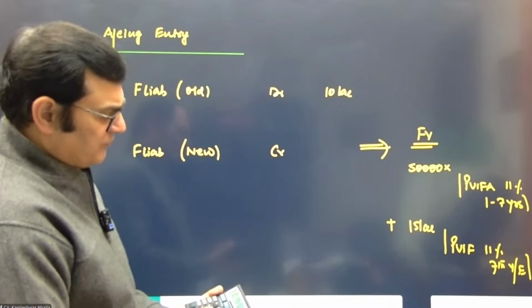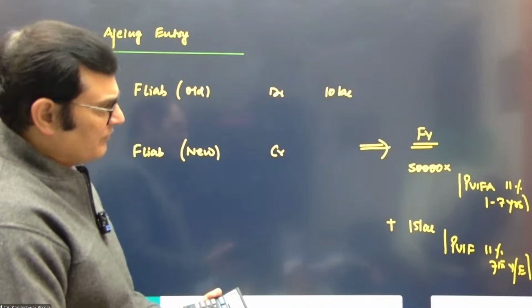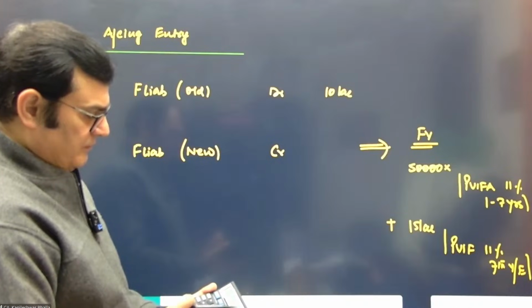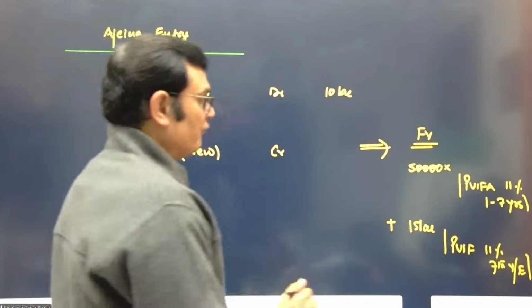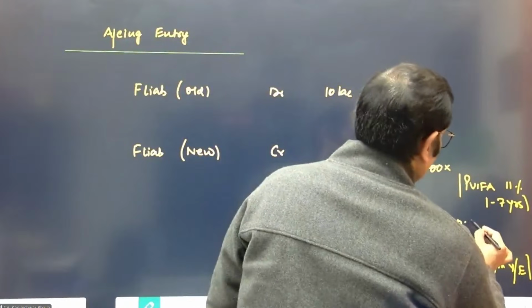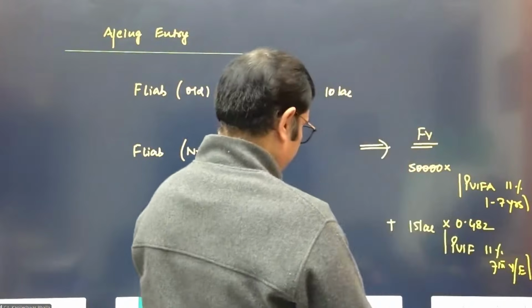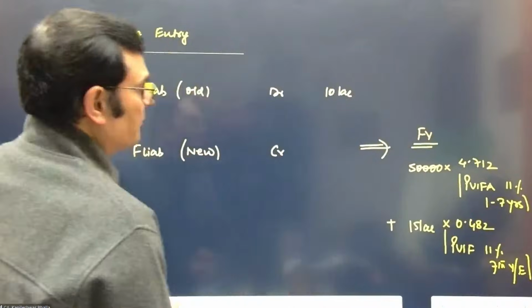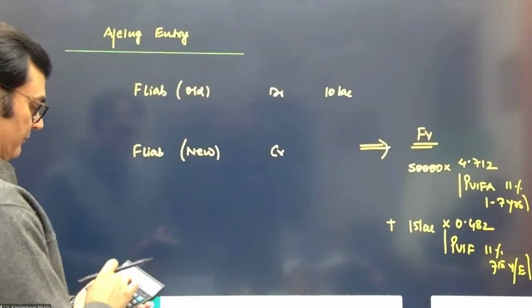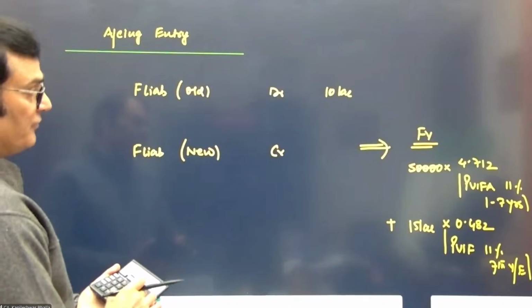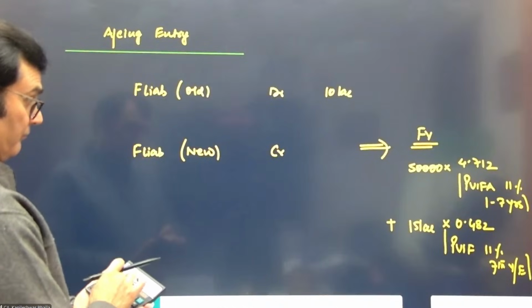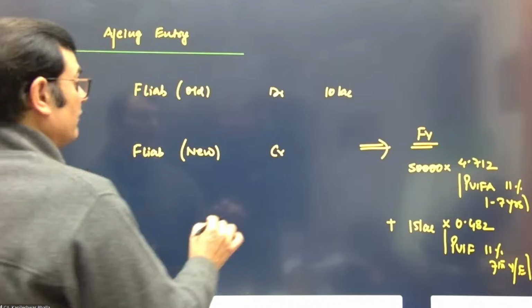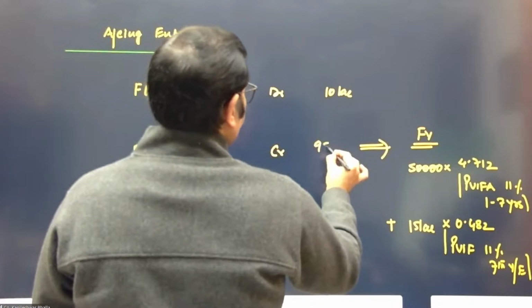Is it 0.43 or 0.535? Sir, 0.482. Yes, 0.482, you're right. This is 0.482, and that is 4.712. We get the present value: 235,600, and 958,600, I think.